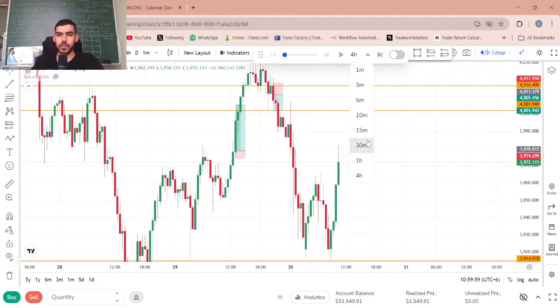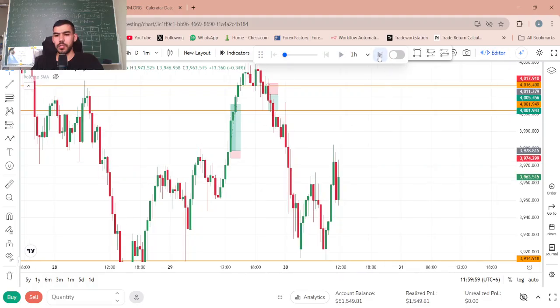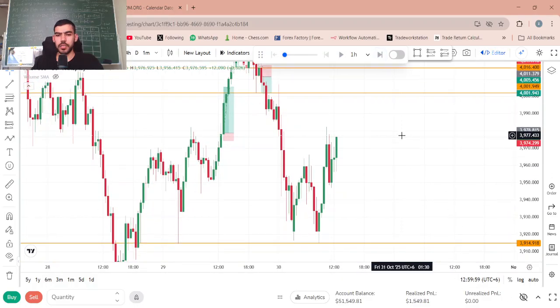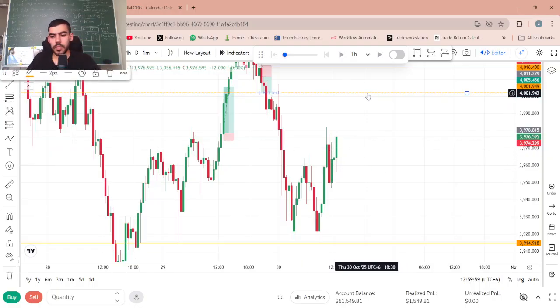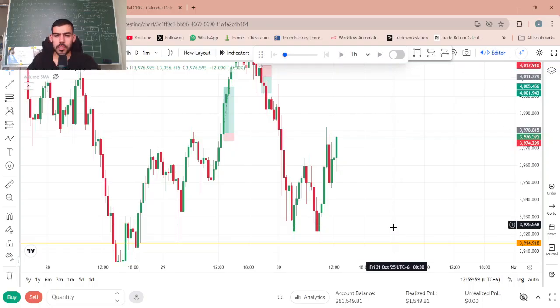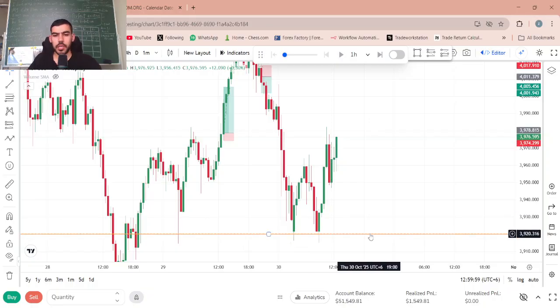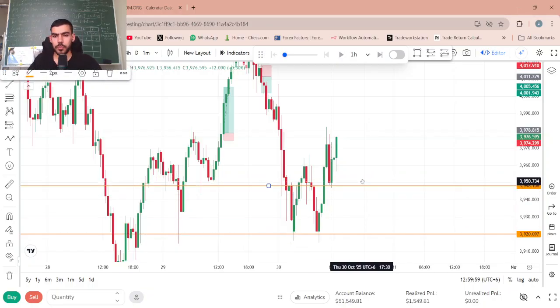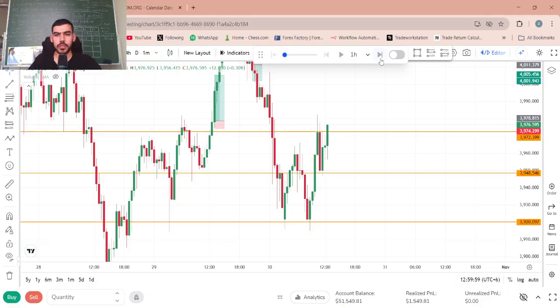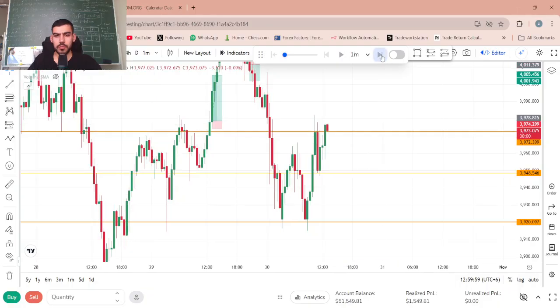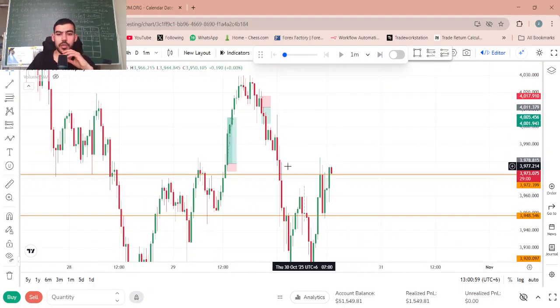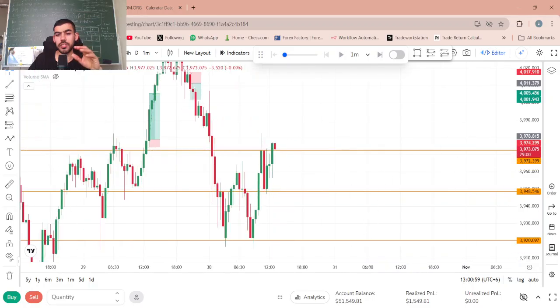Alright, 10. So London is about 12. Yep, I think it's right here. This is the London session now. Alright, so in the London session we can see that we are currently bullish, and we have a support here, and we have a resistance right about here. Now let's move this. Oh, okay, so this is a little bit tricky. Pay close attention to that.